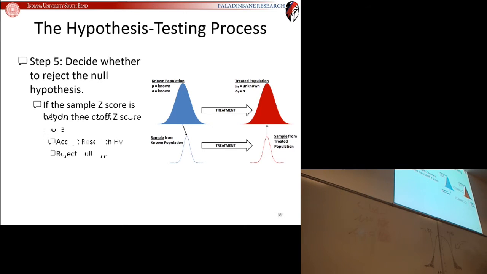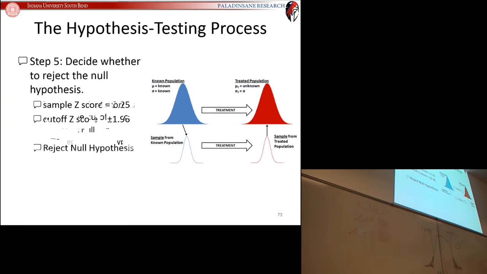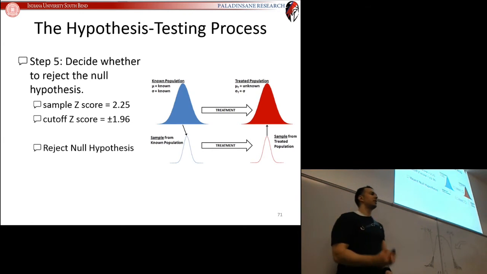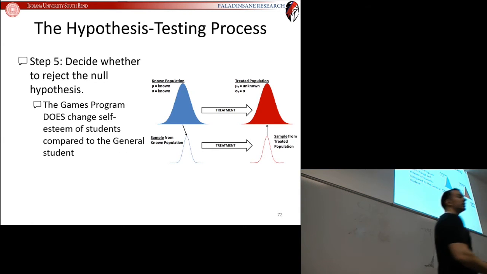If, on the other hand, we were in the same situation we were before, if our sample was still in the body over here, then we would accept the null hypothesis and reject the research hypothesis. As it turns out, we have crossed that line, so we reject the null hypothesis, we accept the research hypothesis, and we conclude that our games program does change the self-esteem of students compared to the general population of students.